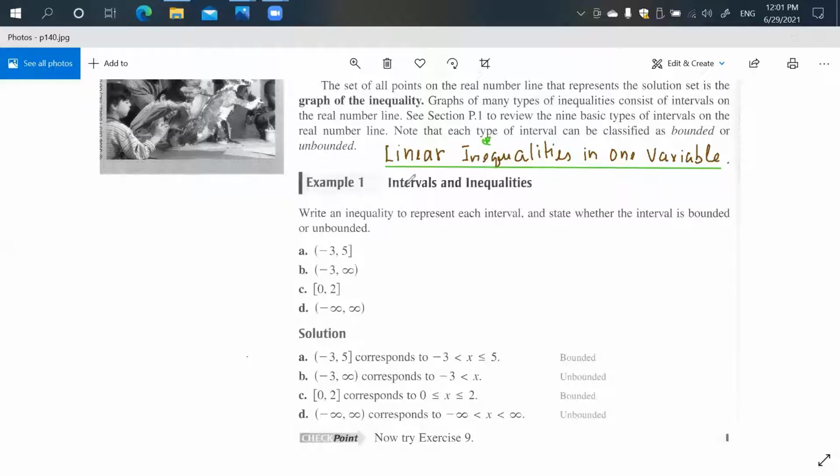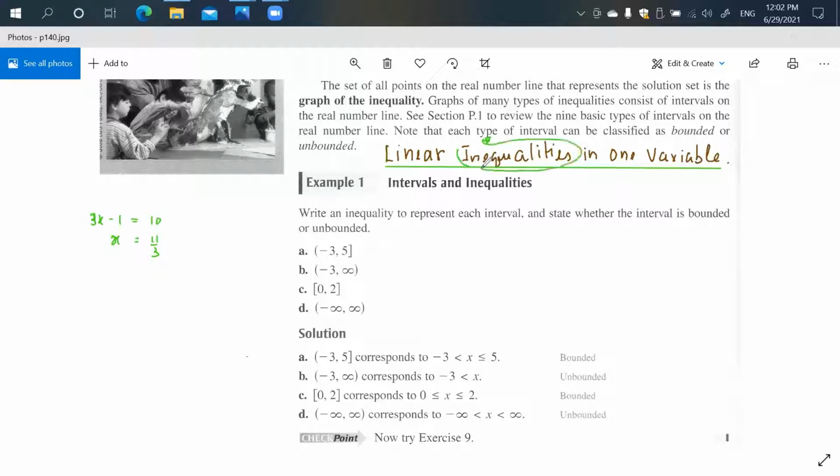Linear, we know already, is a straight line, right? And one variable means only one unknown. For example, say we have 2x minus 1, and before we used the equal sign, right? Equal to maybe 10 like this. Then you can solve for x, correct? It becomes 11 divided by 3. Okay, this is an equation.